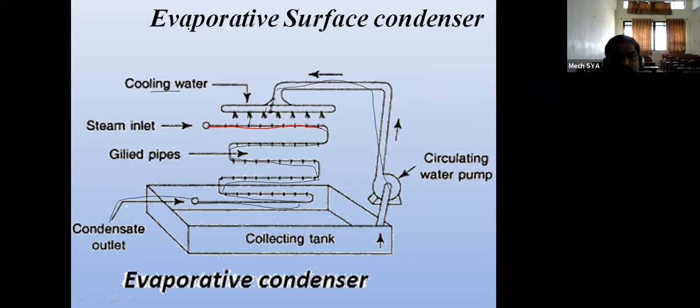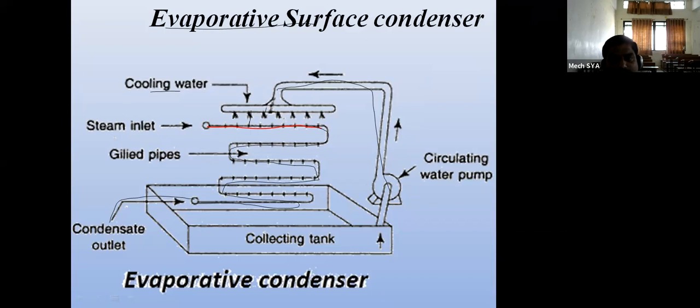So this is called an evaporative type of condenser. Here, whatever water gets evaporated takes the heat from the steam, and the remaining water is taken from maybe another source. Inside the tube, steam is flowing.